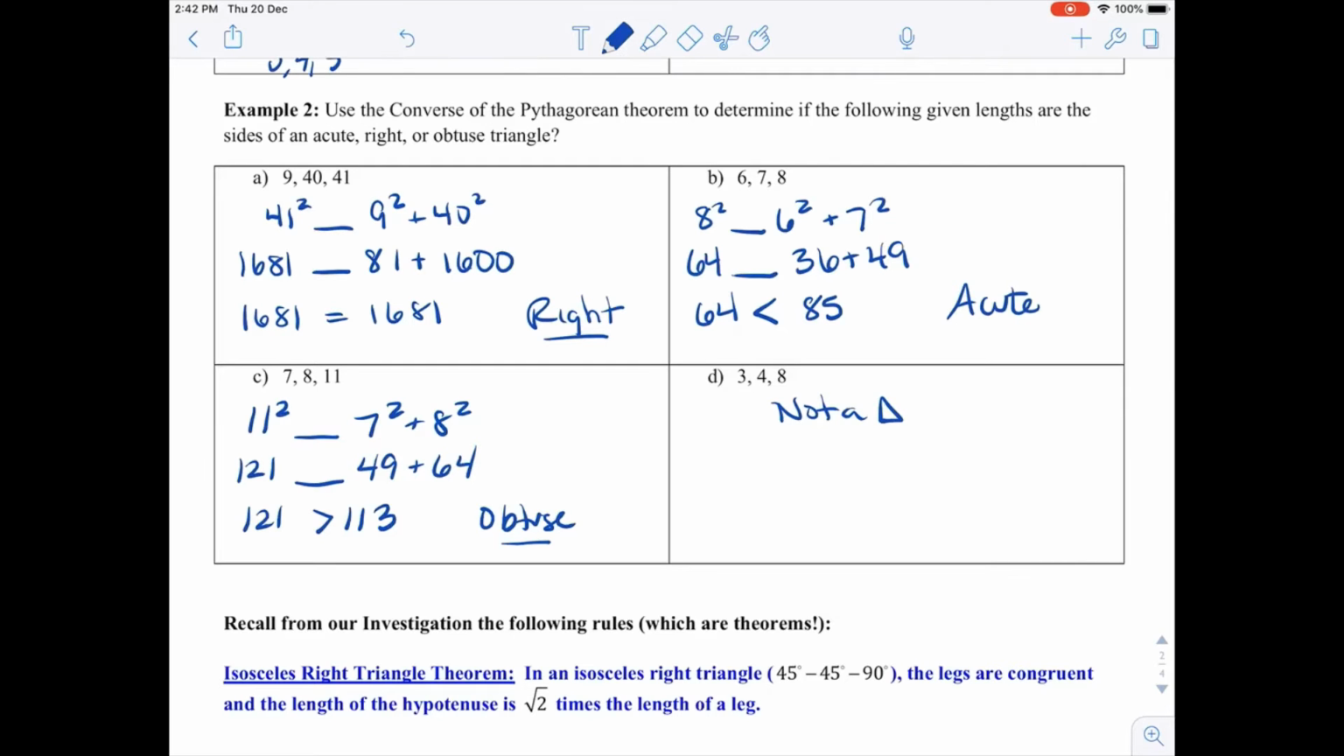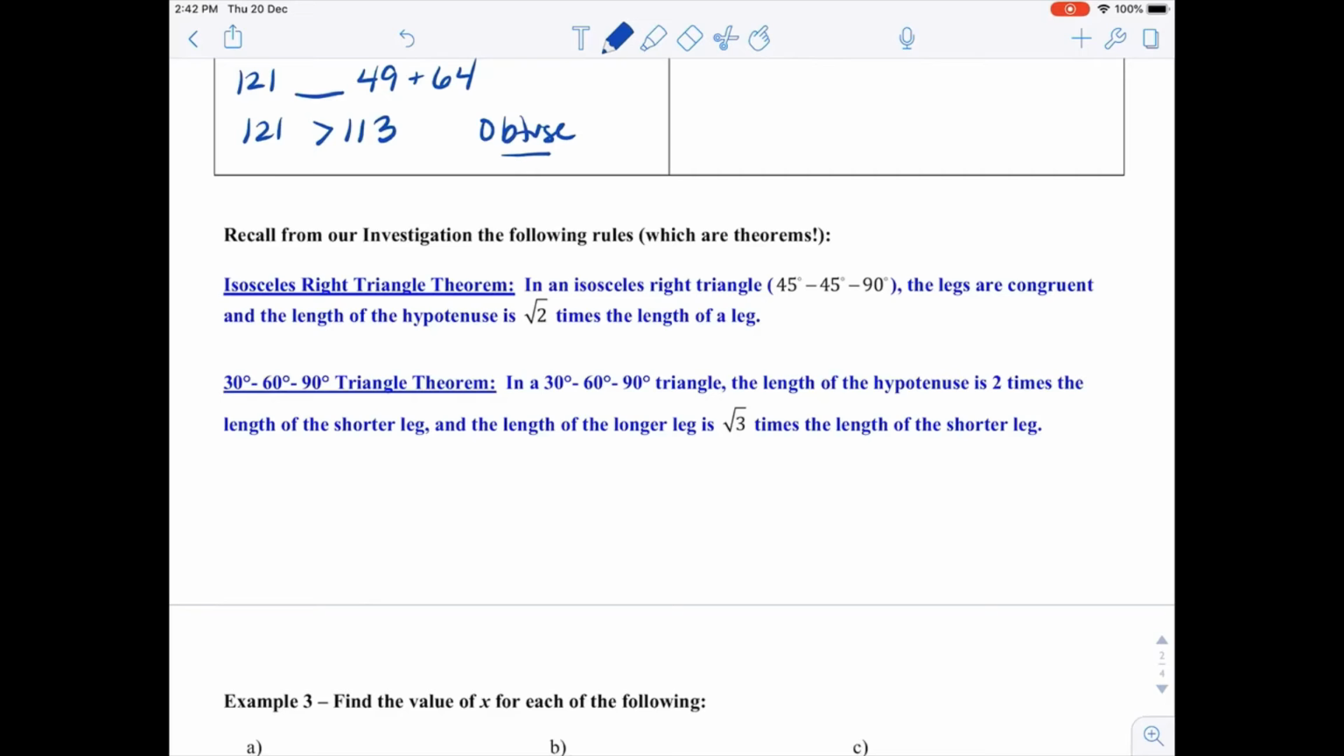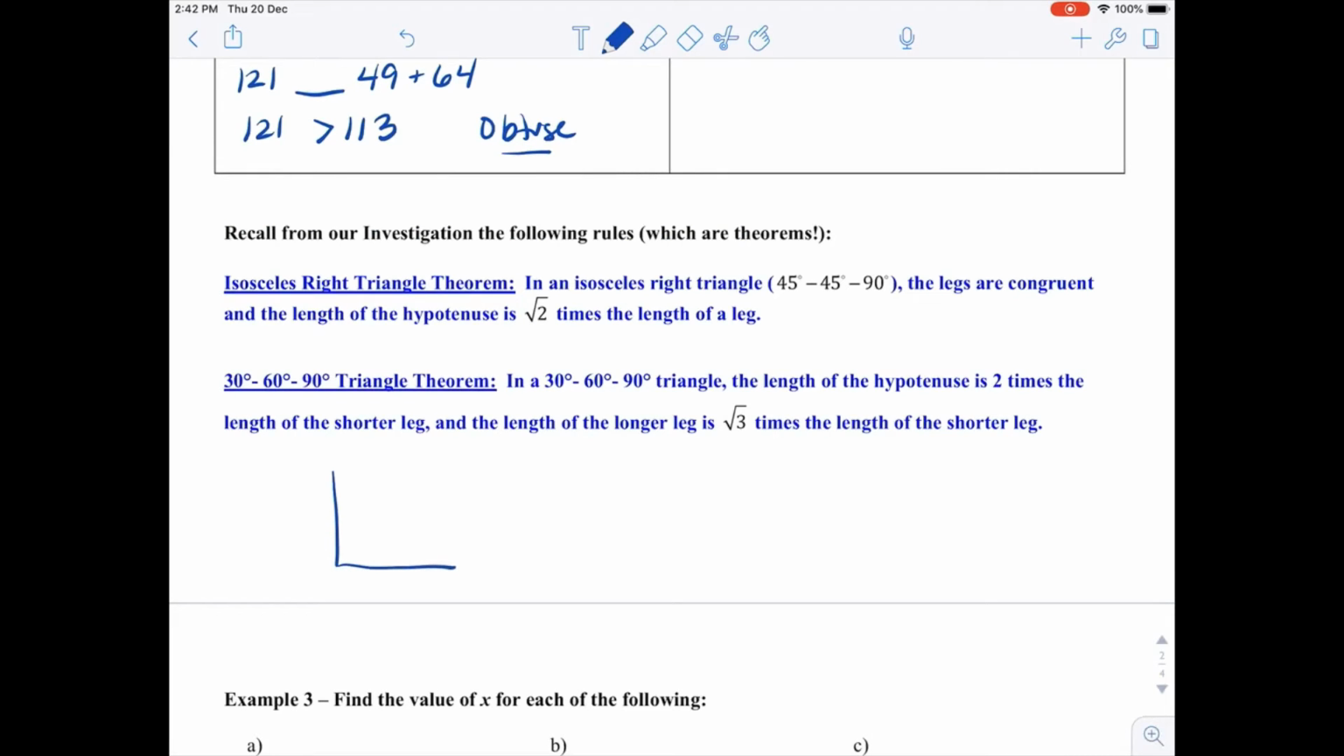Okay. Going on to special right triangles, this is kind of summarizing what we talked about in the Cornerstone project. When you look at an isosceles right triangle, which is a 45-45 right, remember that the legs are going to be the same length. So if I call both legs x, then the hypotenuse will be radical 2 times the length of the leg. So that's going to be our x radical 2.